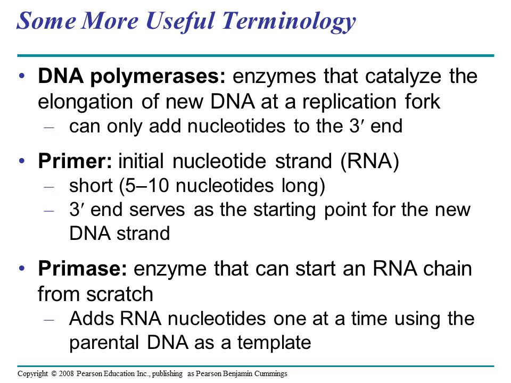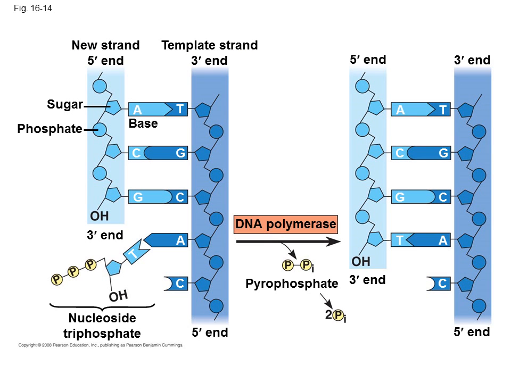Now, there are two DNA polymerases, which are the actual enzymes that catalyze the elongation of the new DNA strand. What DNA polymerases do is they add new nucleotides to the 3' end of the growing strand. The book talks about the difference between DNA polymerase 1 and DNA polymerase 2, but we're not going to focus on that.